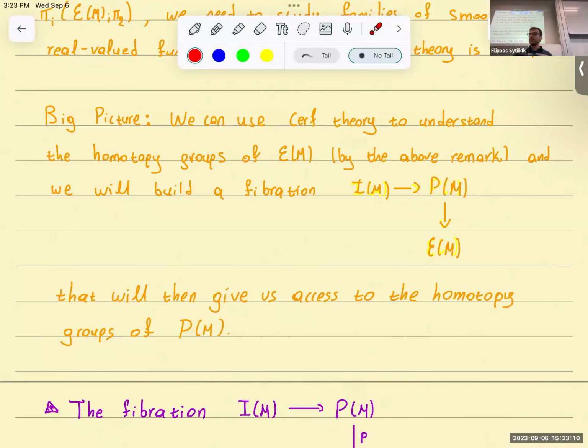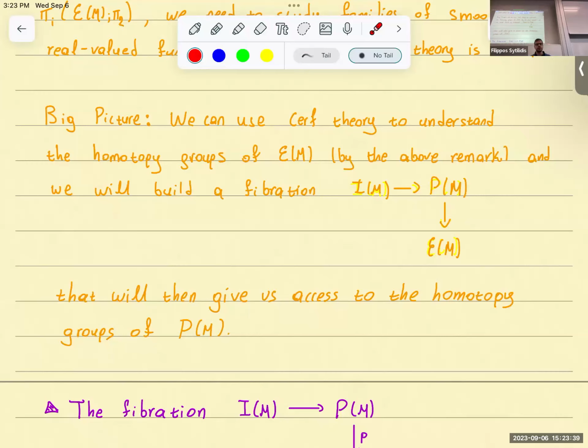That might be a little bit too much to offload. So how do you feel about the big picture? I'll try to make it a little bit more precise along the way, but this is the strategy. So let me say that this was Cerf's big idea, right? Because we're trying to study pseudo-isotopies of M. So we're trying to understand diffeomorphisms of M. And nowhere in that do I mention having to study Morse theory or families of smooth functions or anything.